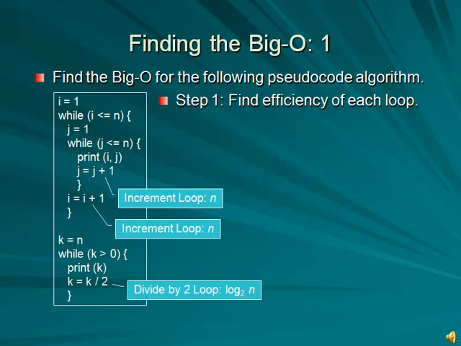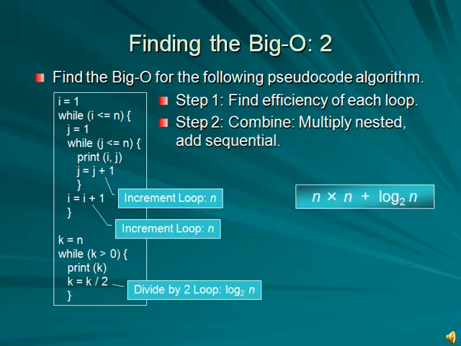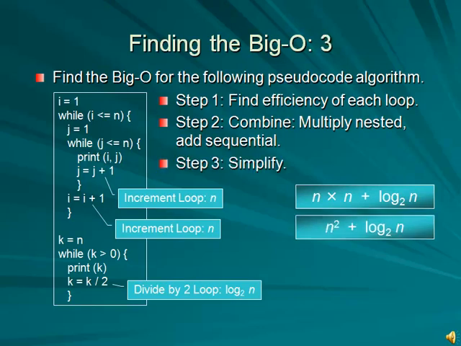Step 2, combine all of those different measures of efficiency. When you have nested loops, you multiply. When you have sequential loops, or loops that are one after each other, you add. And so we're left with n times n plus log n. Step 3, we'll simplify. The first part of simplification is taking the n times n, converting it to n squared. And so we're left with n squared plus log n.